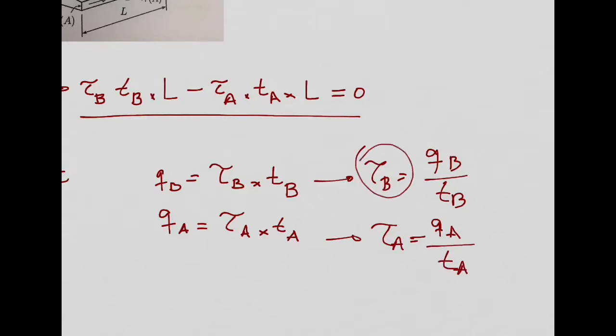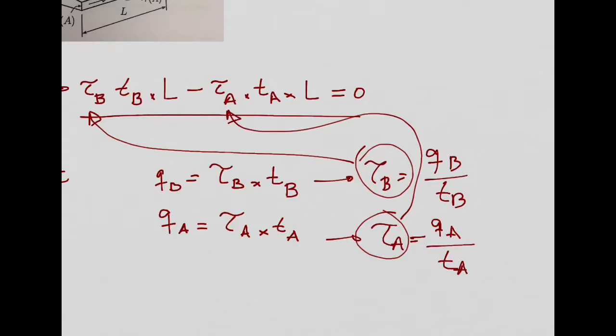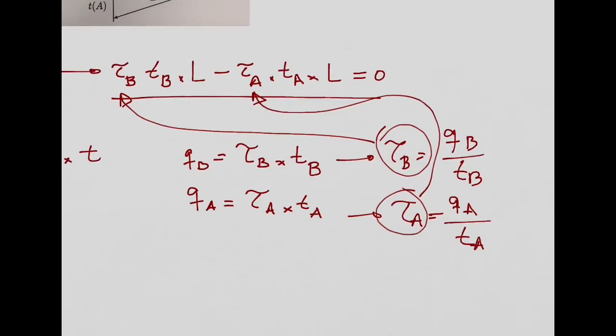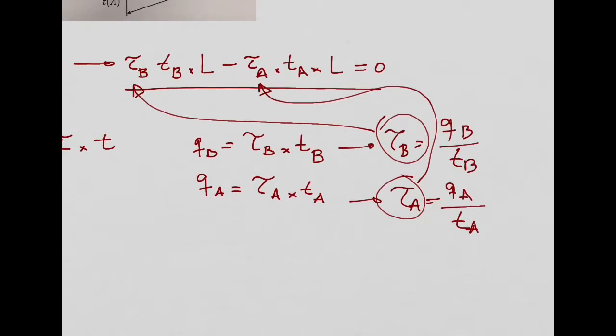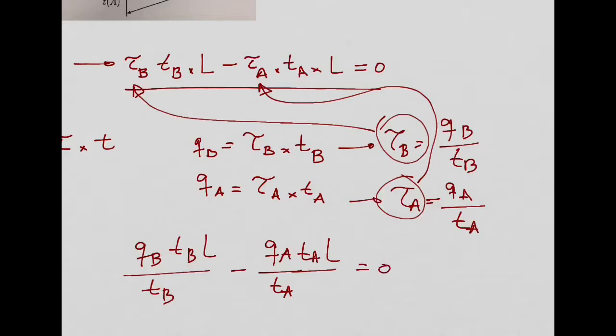And if you replace now this shear stress here and this shear stress here, you will get something like this. You will get shear flow QB over TB times TB L, minus the shear flow at wall A over TA times TA L, equal to zero. Look at this. TB cancels here. TA cancels. L also cancels because I have equal to zero. I can divide everything by L.